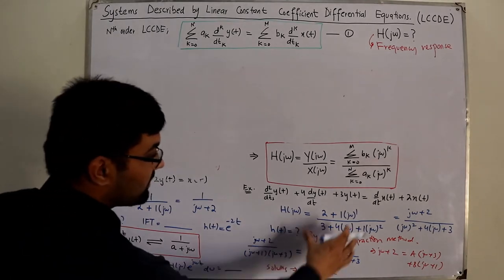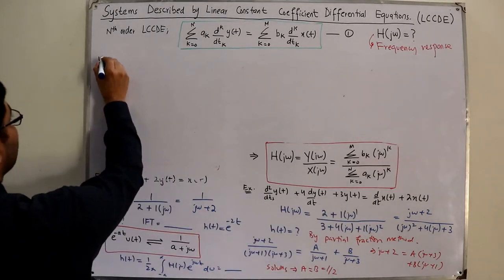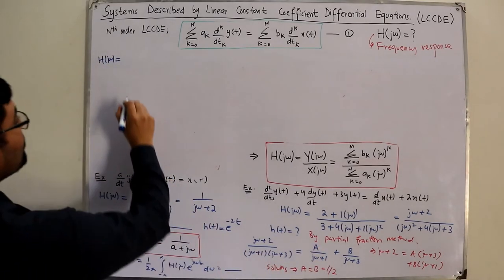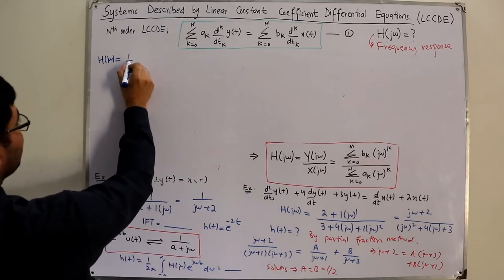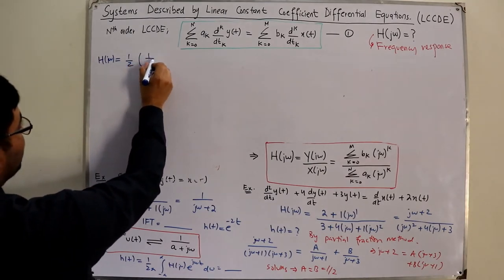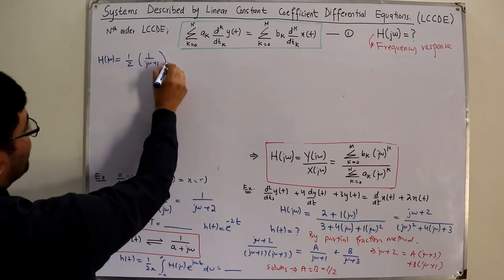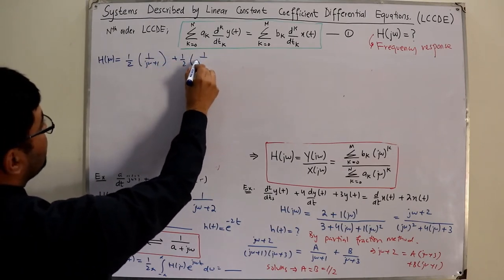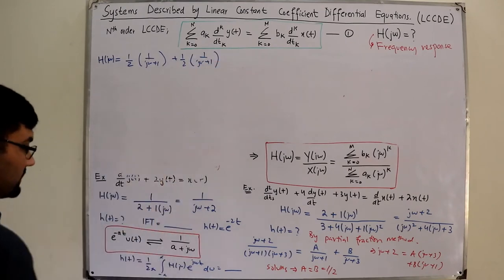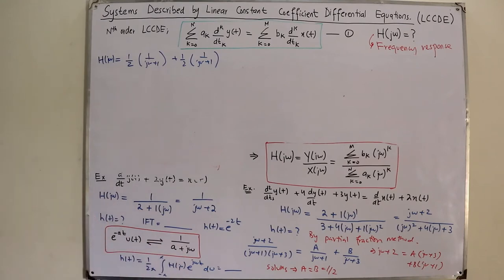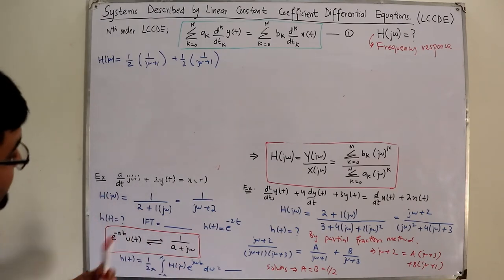This has come out to be my H of j omega. So my H of j omega has come out to be 1 upon 2 into 1 over j omega plus 1, and then you have plus 1 upon 2 again into 1 upon j omega plus 3. Have a look, j omega plus 1 is this thing.